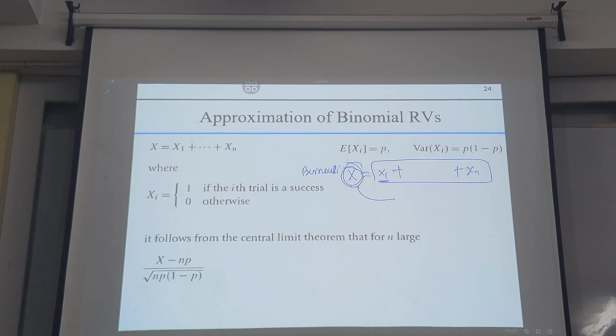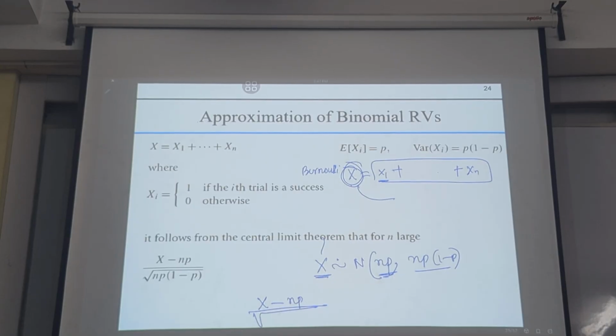So we can say this X is approximately normal with mean value np. What is the standard deviation of the binomial? Square root of np times 1 minus p. So X is, in principle, binomial, but here it is approximately normal with average value np. Then we can further write that X minus np divided by square root of np(1-p) is approximately standard normal, and we can use the table.